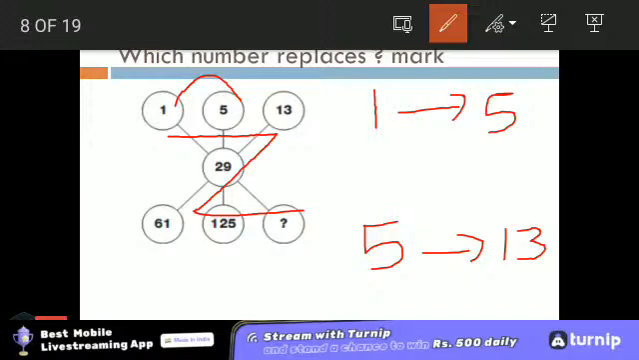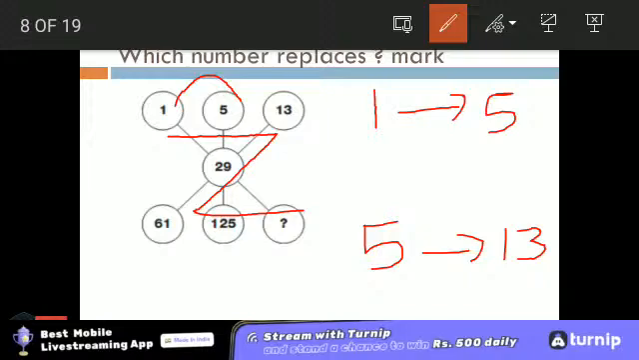So think about it. What could be the pattern which could make you get this? Think, hurry up. See, when we are talking about 1 and to get 5, we can add 4. Okay? And then if we are talking about 5 to 13, we have to add how many? 8. So what's the pattern going? And then from 13 to 29.